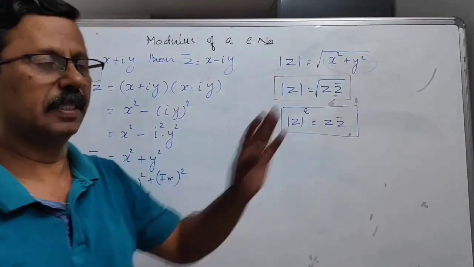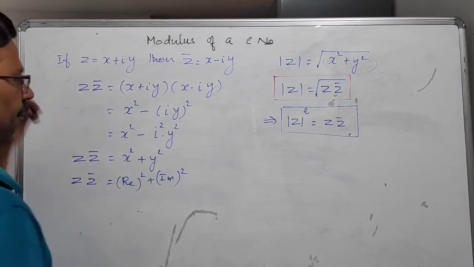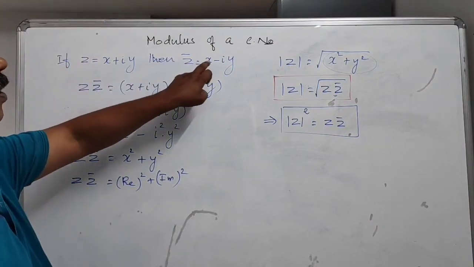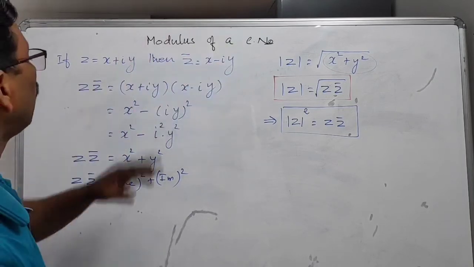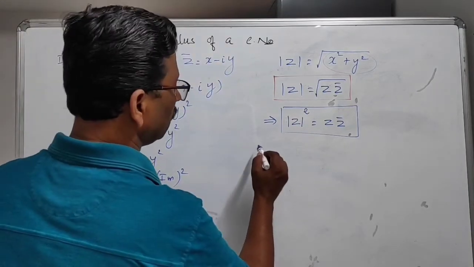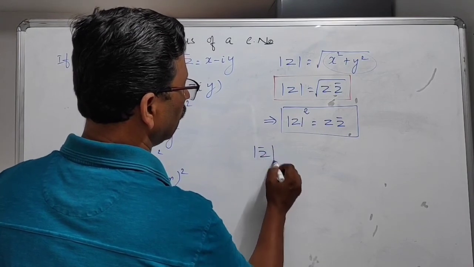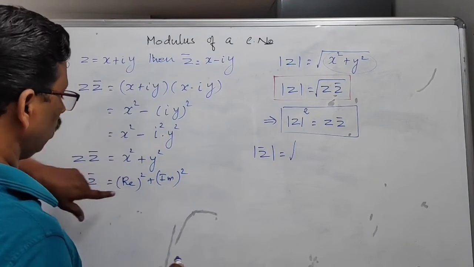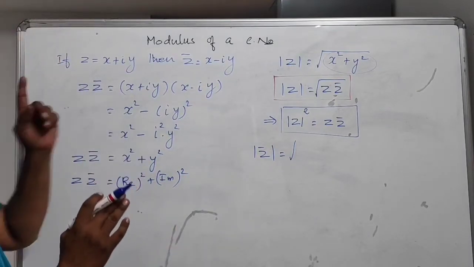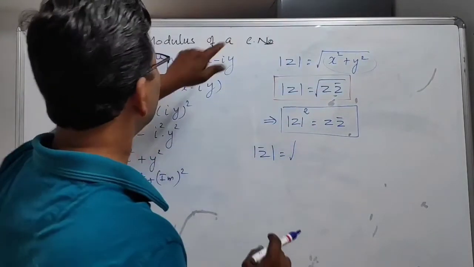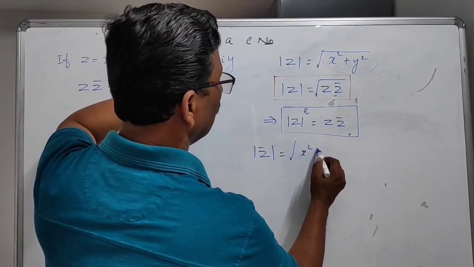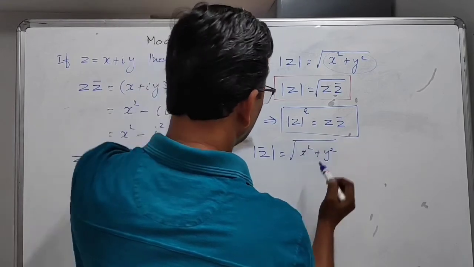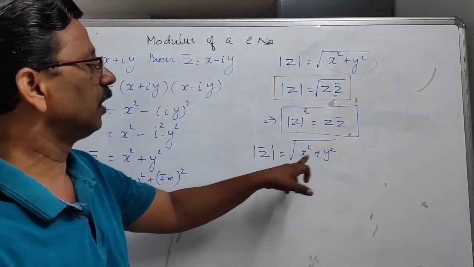And also see here, if z is equal to x plus iy and z bar is equal to x minus iy, now you want to find modulus of z bar. Modulus of z bar is equal to root of, as I told, what is modulus of z? Real part square plus imaginary part square. What is the real part here? x square, plus what is the imaginary part there? y. Then you can write y square. This modulus of z bar is also root of x square plus y square.